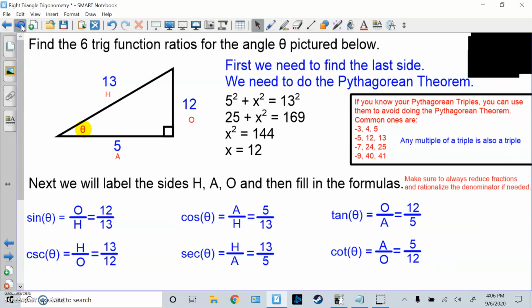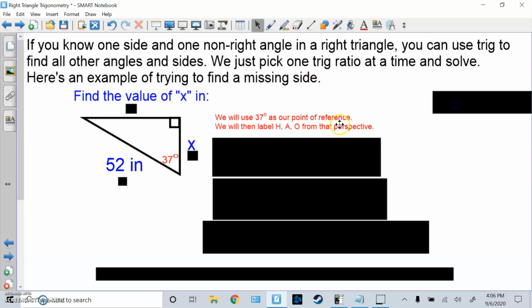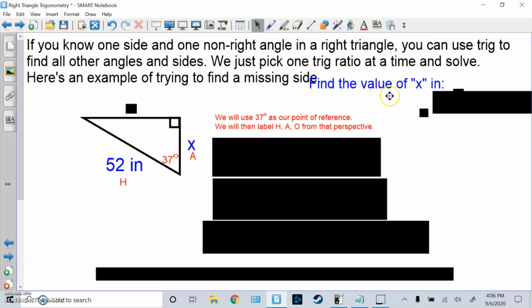Alright, 2 more slides. So if you know one side and one non-right angle in a right triangle, you can use trig to find all the other angles and sides. Just pick one trig ratio and solve. Here's an example. Find x. X is the missing side, but we have an angle and this. So we're going to use 37 as our point of reference, label HAO. Here's H, here's A, here's O.